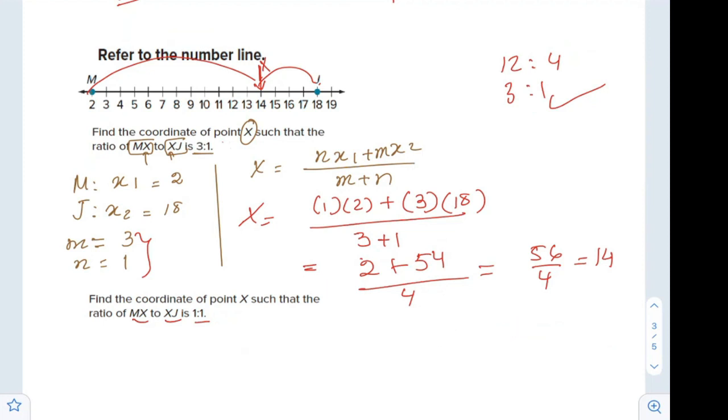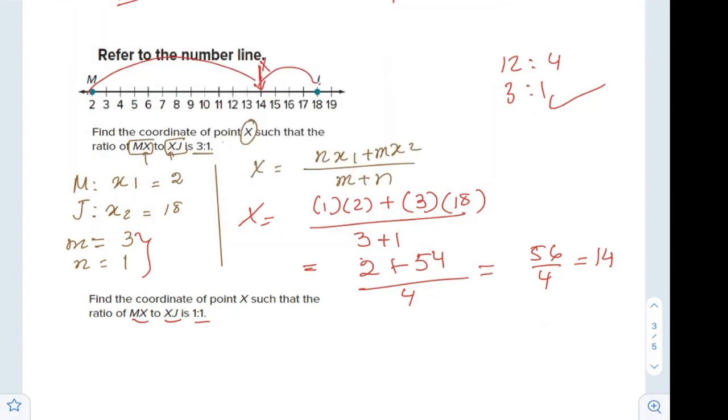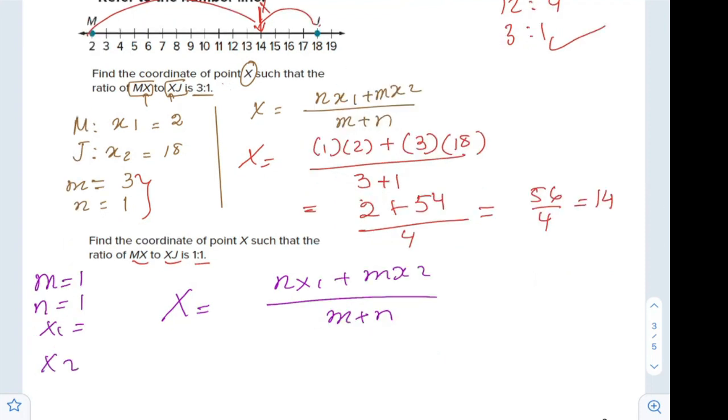But let's apply the formula as it is. So now if you want to find this x in this situation, it will be (nx1 + mx2) over (m + n). In this case, m is 1 and n is 1. But x1 and x2 will be different.